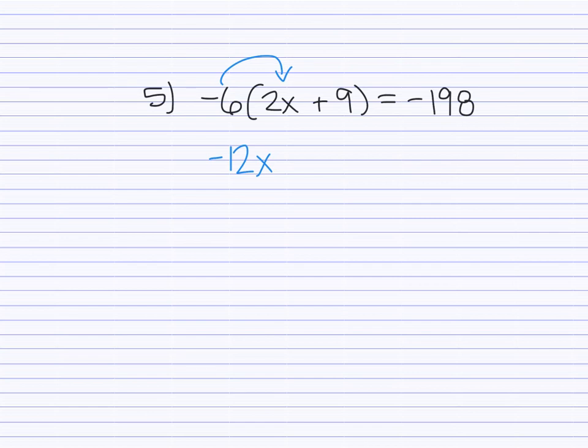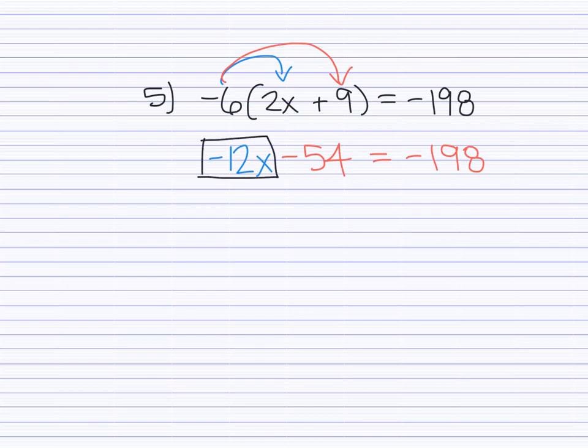Next, we've got -6. I'm going to draw a little arrow so you guys see what I'm doing. -6 now times 9 is going to be -54. Then we bring the rest of the problem down. Equals -198. All right, from here, do we have any combined like terms? Nope. Do we have variables on both sides? Nope. So it looks like we're going straight into isolating this variable.